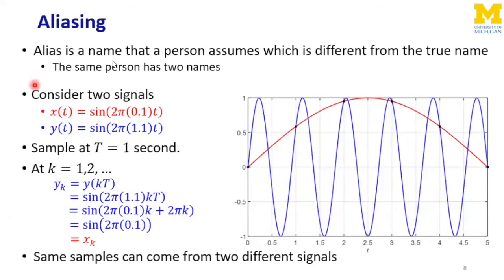Okay, let's talk about aliasing. What is aliasing? Well, literally, alias is a name that a person assumes which is different from their true name. So the same person can have two names. Now let's look at this idea from the point of view of signals.